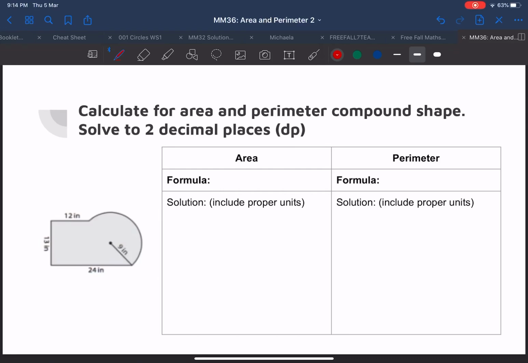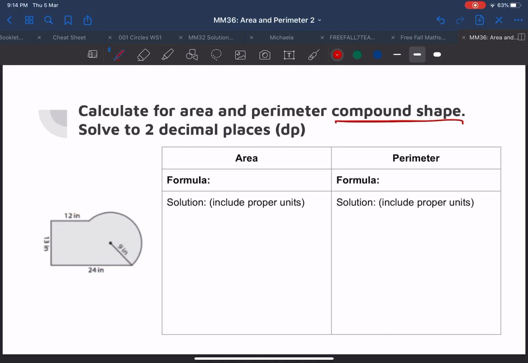Hello again. This is question number 2 for Mad Minutes 36, area and perimeter. This one is another example of a compound shape, meaning two or more shapes put together. So you need to be a geometry detective to find out exactly what kind of shapes are put together.